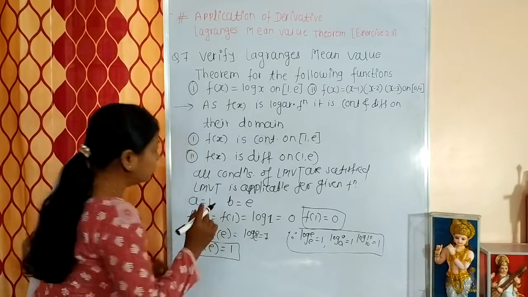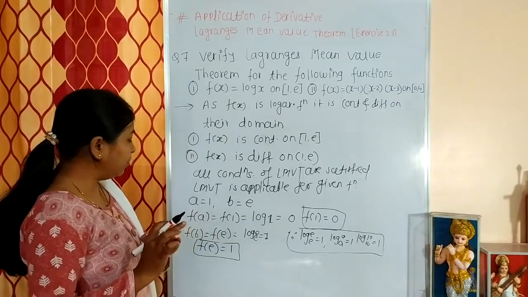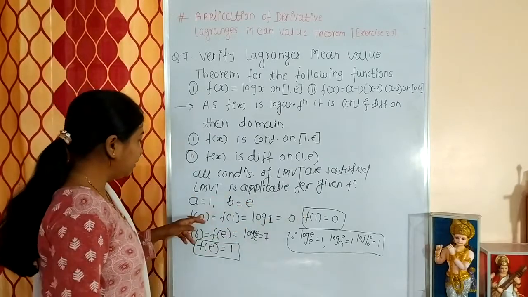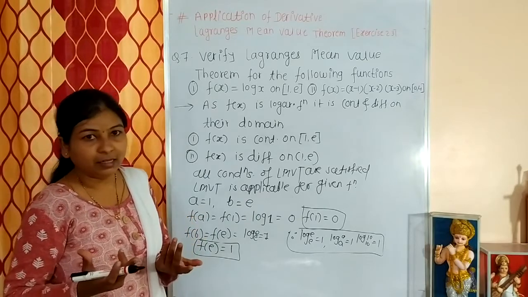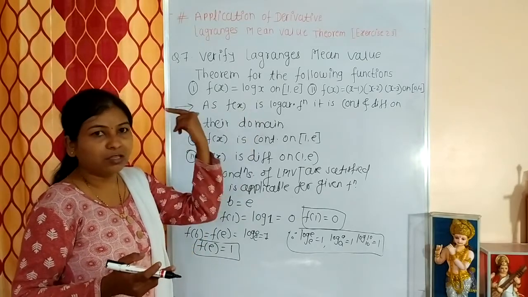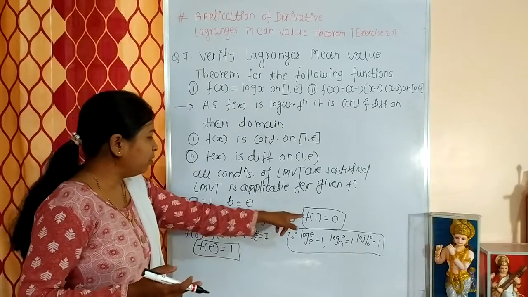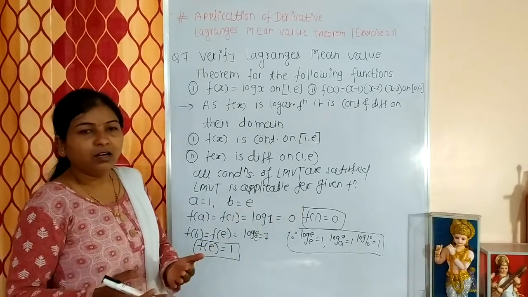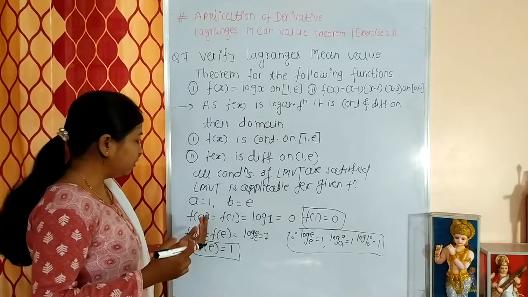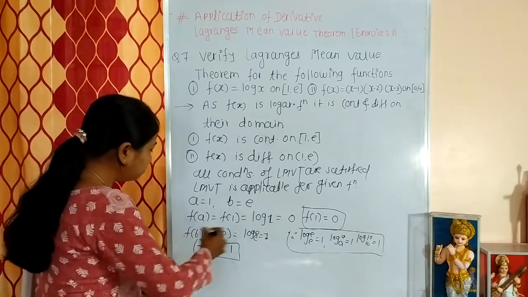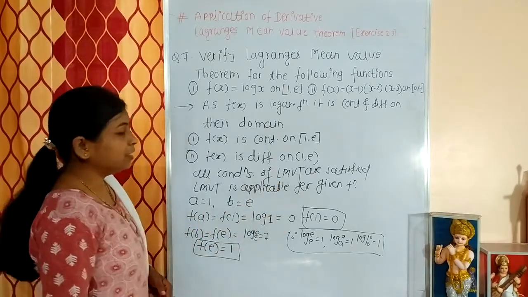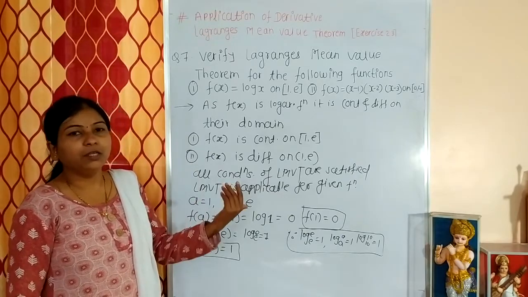Okay, here we don't verify whether f of a and f of b are equal or not. This condition is for Rolle's theorem. This condition is not applicable for this LMVT theorem. Here f of a and f of b are different, but it is not required whether they are equal or not. Okay, then directly next, we find a point c on the open interval (a, b).